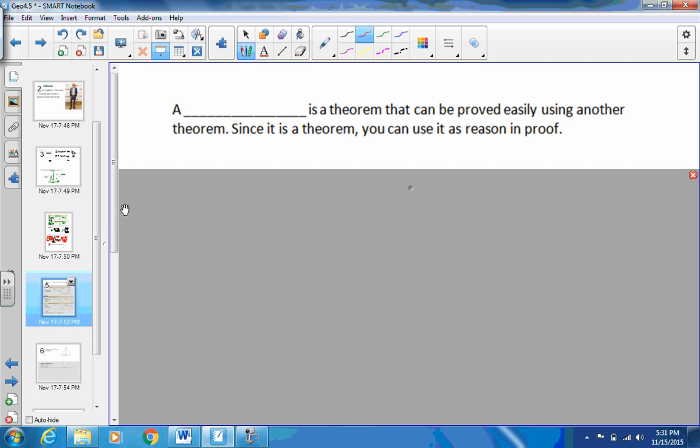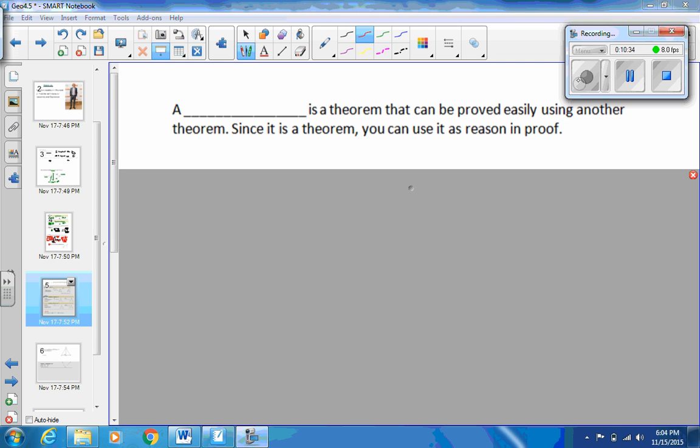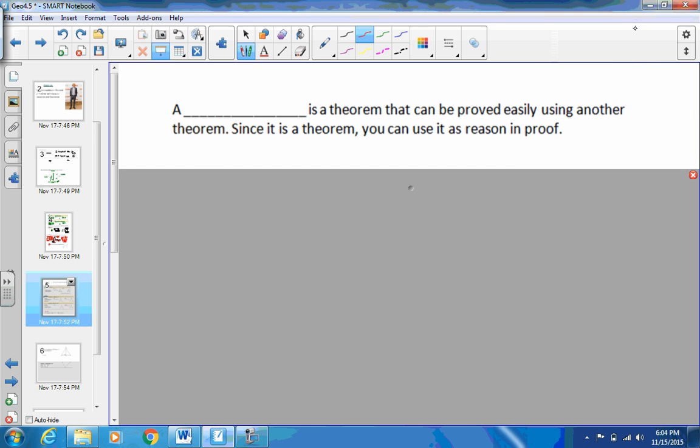And we're going to go on to a new term here. So this new term, it says a blank is a theorem that can be proved easily using another theorem. And that is called a corollary.